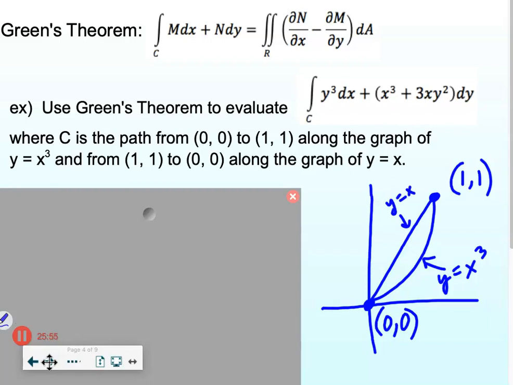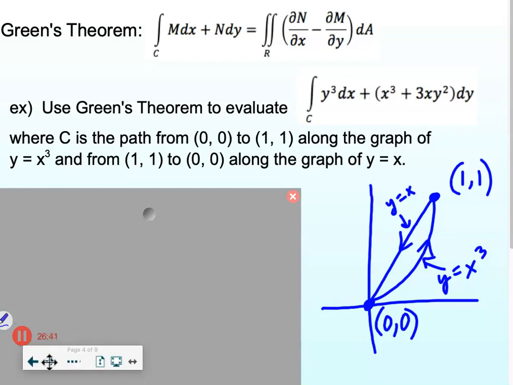Rather than having to figure out this path in parametric form, which really wouldn't be that hard, and remember we're going this way, 0, 0 to 1, 1 along x cubed, and then this way, 1, 1 to 0, 0 along y equals x. We are counterclockwise oriented on a simple connected region, right? So rather than converting these to parametric and then doing an F dot dr, instead we can apply Green's theorem over the double integral that gives us the area of this region.